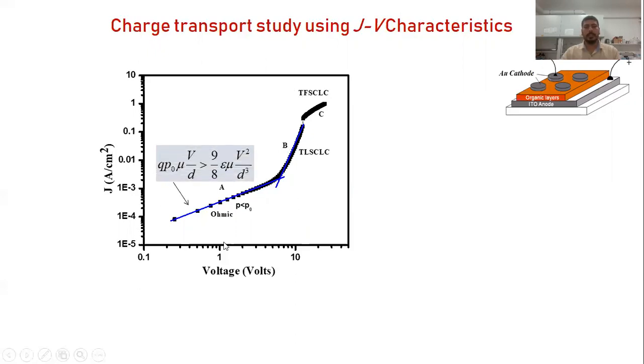In the ohmic region, the conduction is basically governed by the thermally generated charge carriers within the layer, because at that time the injection carrier density is very low. But when we increase the voltage, the injection carrier density starts to increase inside the layer.